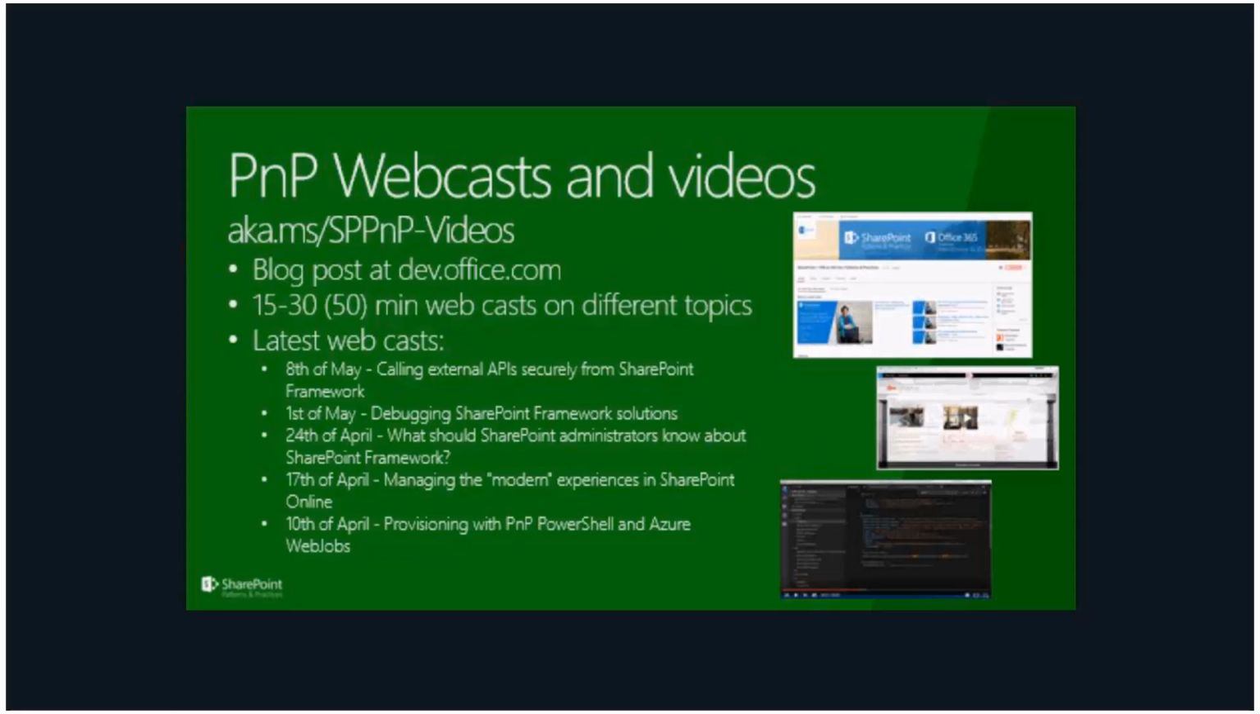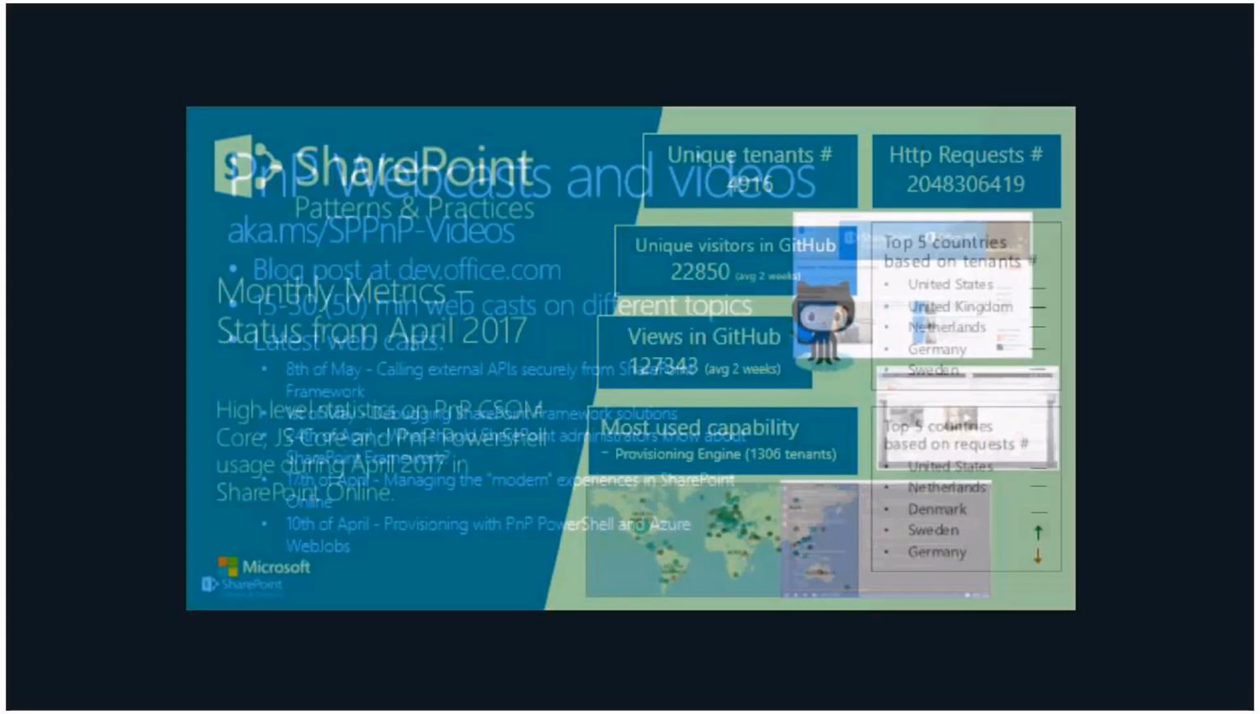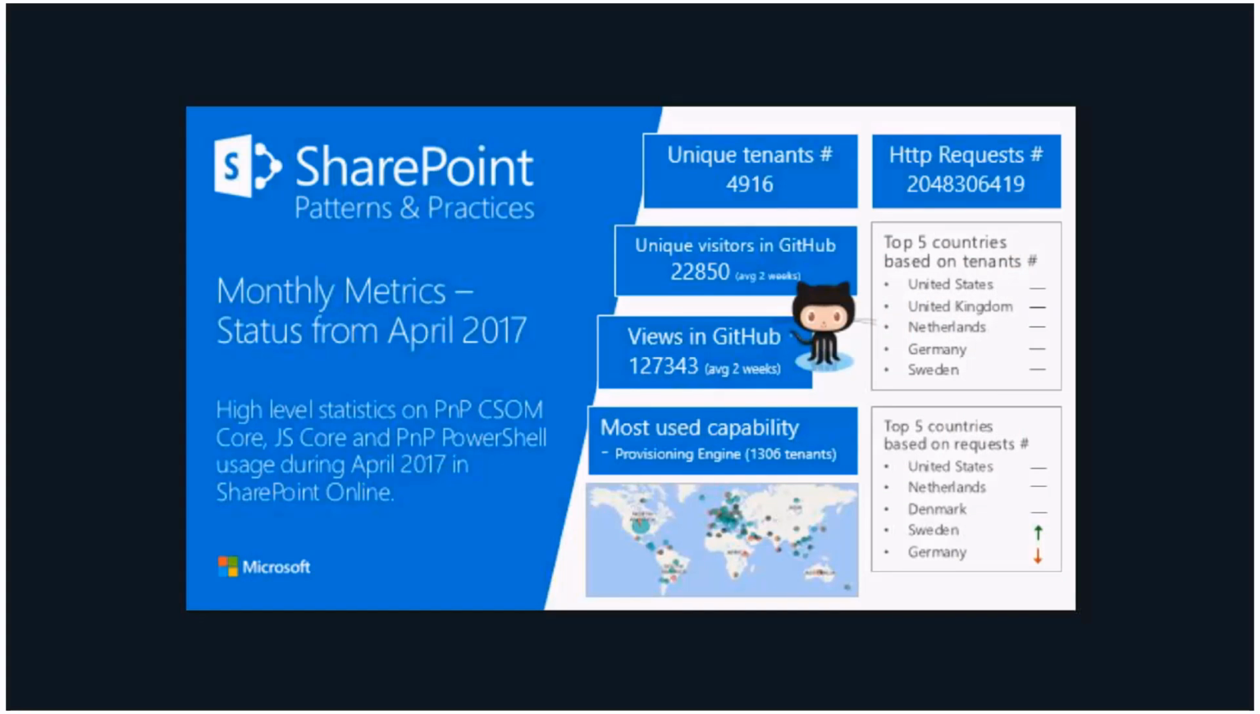Good. Let's move on to the other things that have happened. A quick look at the monthly metrics from April 2017. As you can see from the metrics, if you're looking into PnP usage, you are not alone. The PnP core component and PnP PowerShell, which we have been tracking super closely in the past. We're looking into doing this for other elements as well. But the PnP client-side object model and PnP PowerShell have been used in almost 5,000 tenants within April. And we broke, for the first time ever, 2 billion HTTP requests going through these components.